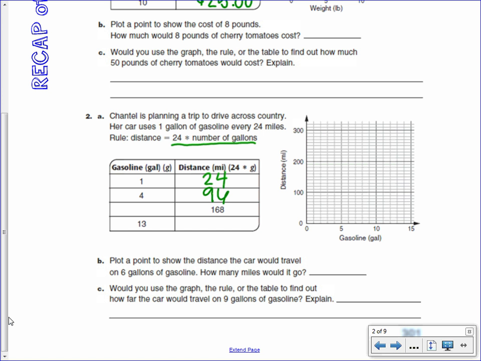Okay, but oh snap, this is one of those backwards ones. How do I figure out how many gallons it is to get us 168 miles? 24 times G, so times something, we're not sure yet, equals 168. A perfect time to practice your long division.